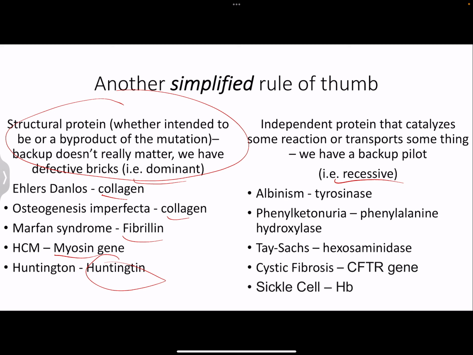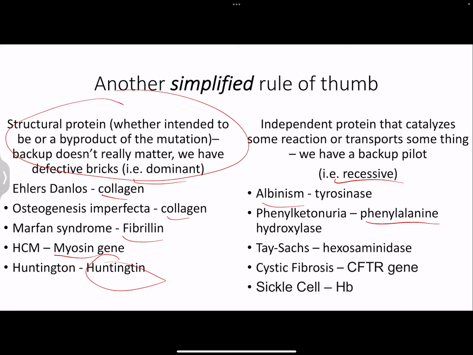Recessive is, again, where we have this idea of a backup. So for albinism, tyrosinase is necessary to convert dopa to melanin. And if you have one defective, well, that's okay, you got a backup tyrosinase. But if you have two defective, this is now going to lead to albinism.